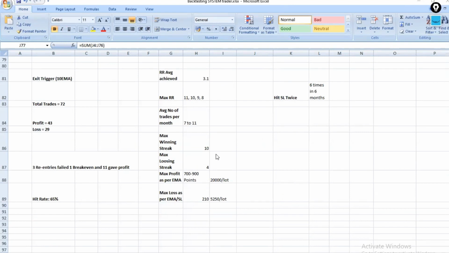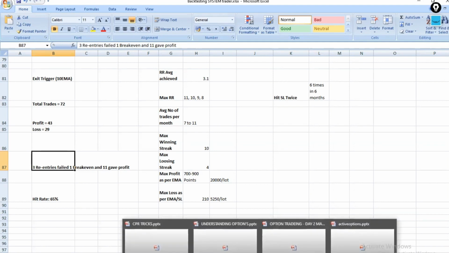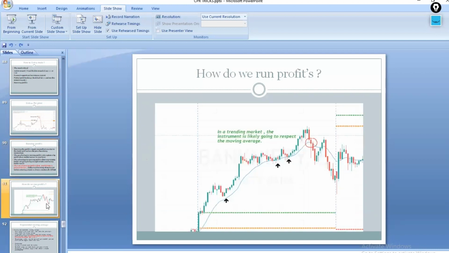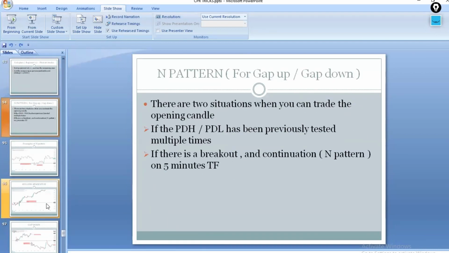Also, there are a few things which have been mentioned over here. What is the average number of trades per month? It can go from 7 to 10 as well, because let's say 11 is the highest, 7 is the lowest. So 9 trades a month probably. Maximum winning streak is 10, maximum losing streak is 4. What are the maximum profits? 700 to 900 profits, and maximum loss is 200. So I hope you have got the point over here. There are 3 re-entries also. So what is re-entry? I'll be discussing it, but I hope you have got the point over here, and you can actually mention the observation in the particular notes as well.